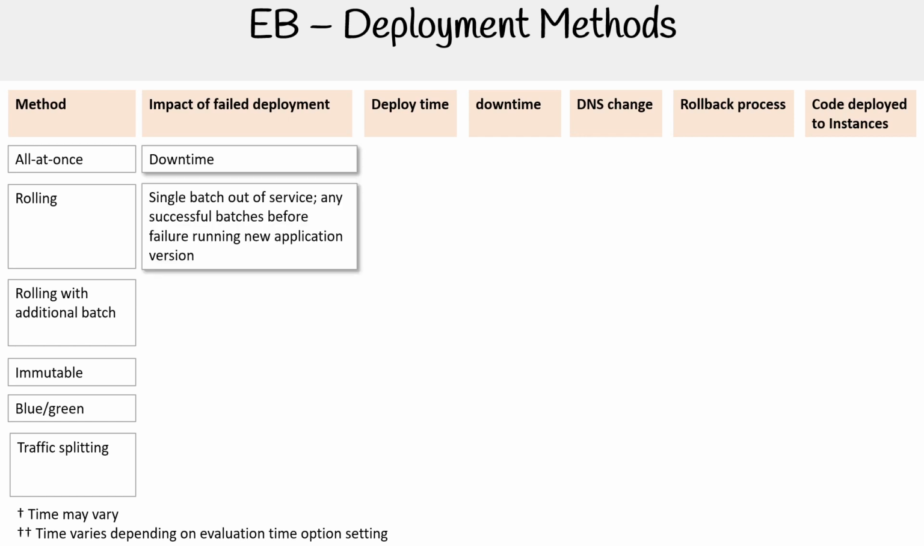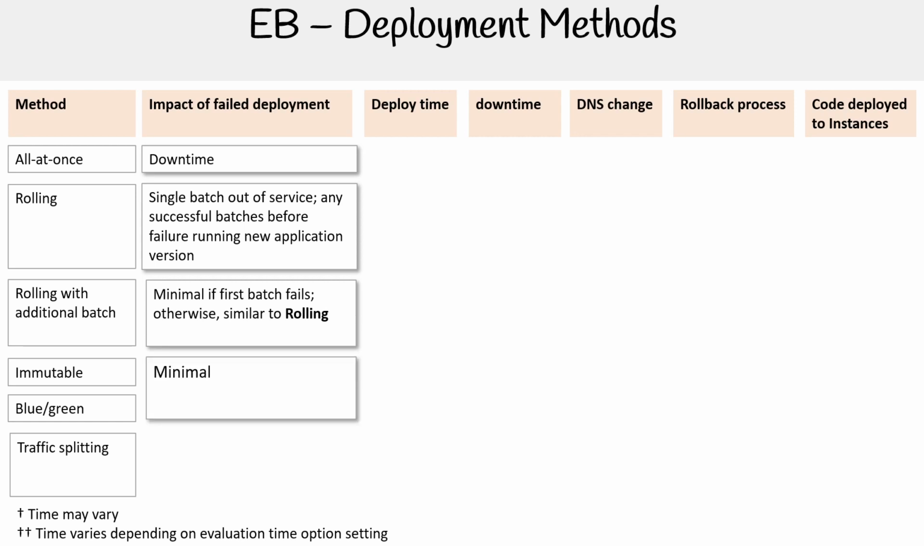For rolling, because you're deploying in batches, if a batch fails, then it's kind of like all at once, where you're basically deploying the older version, but now you have a new version and an old version, and it becomes very frustrating. Rolling with additional batch is very similar to rolling, but the idea is that you're provisioning new machines at a time. So this is more of an issue if the first batch fails, but everything else is similar to rolling. For immutable and blue-green, the impact is minimal because even immutable is basically using blue-green deployments. The idea is that it's creating duplicate infrastructure, and then you can easily move back to the old infrastructure in the case that the new one fails.